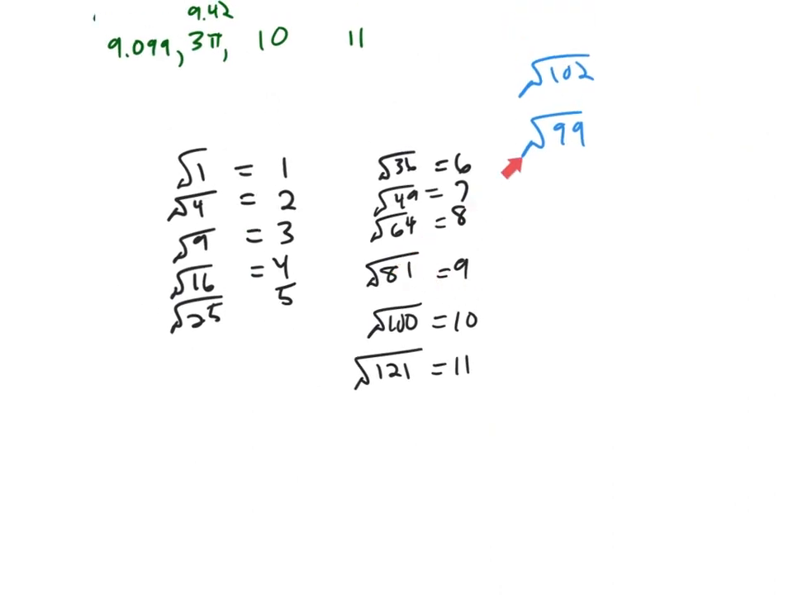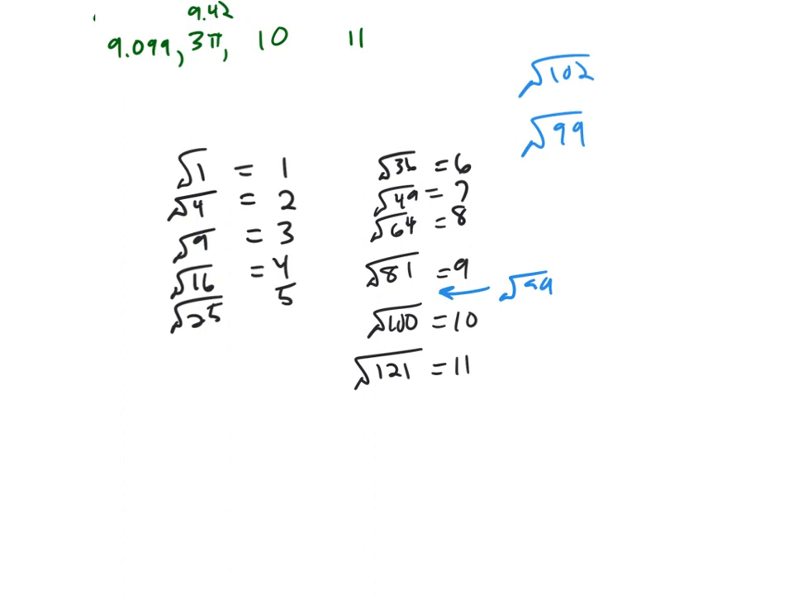So now I just need to look at these two numbers and go, okay, where do they place? Well, starting with the square root of 99, well, that's definitely larger than 1, 4, 9, 16, 25, 36, and so on and so forth. We get to 100, and it's not larger than that. But it is larger than 81. So I know that the square root of 99 has to go between 9 and 10.